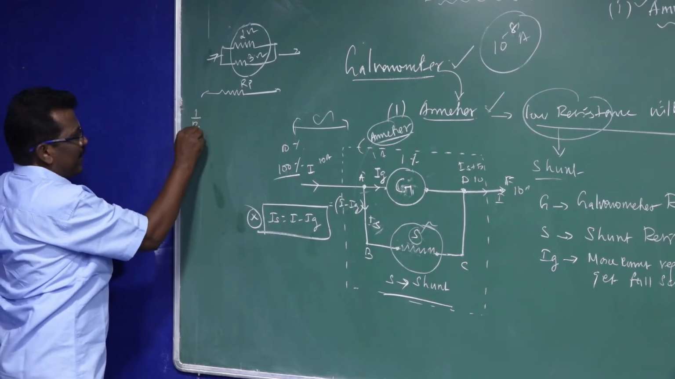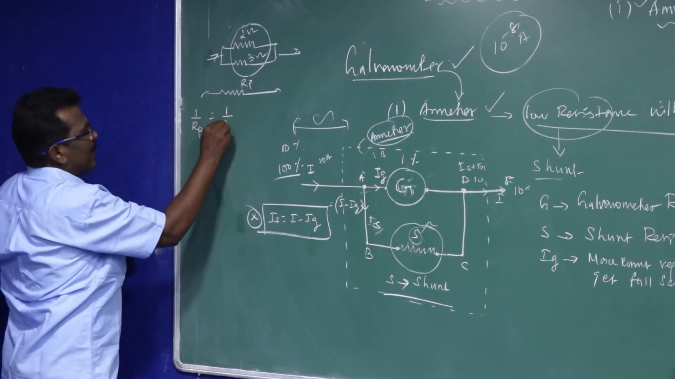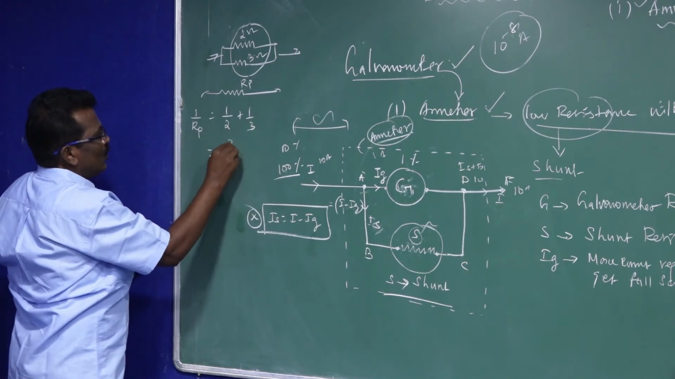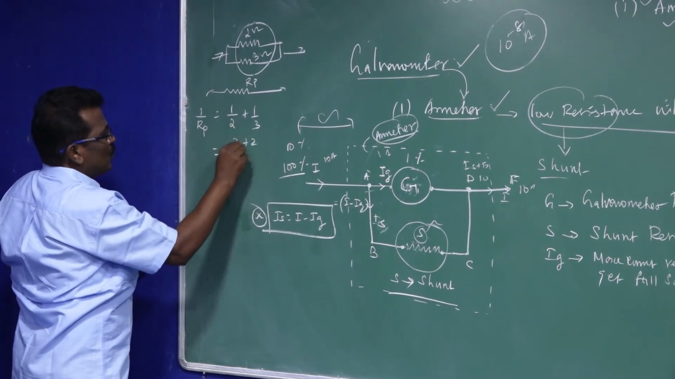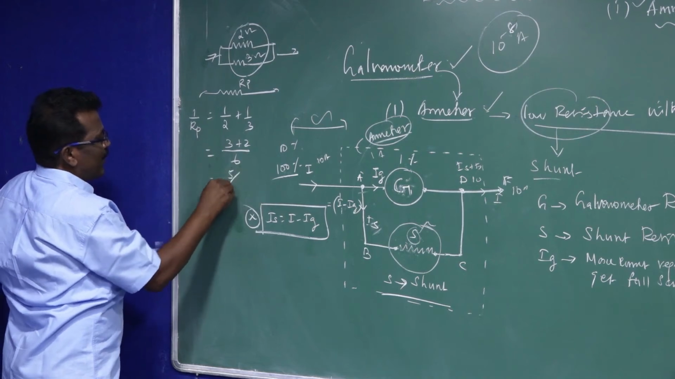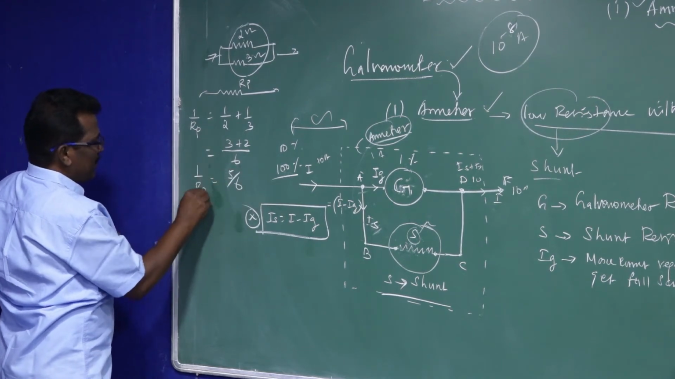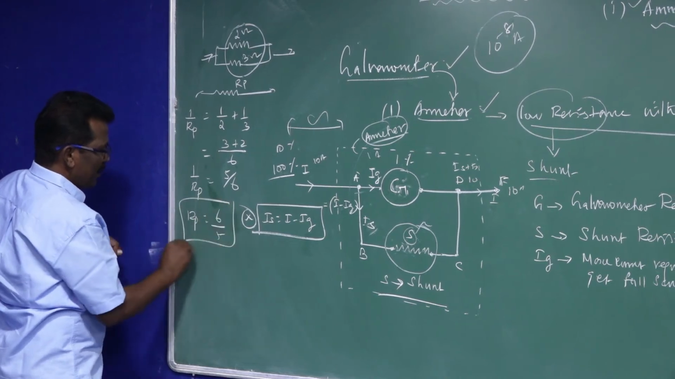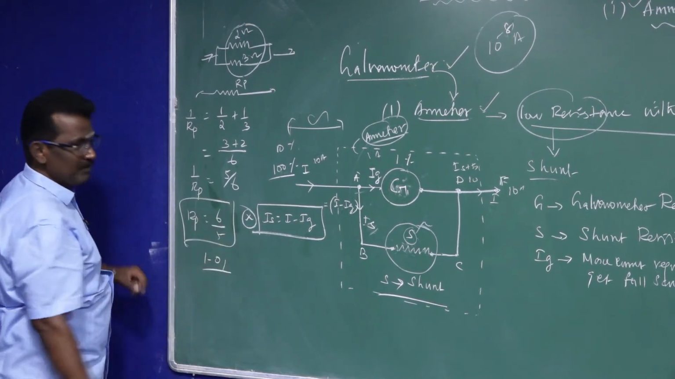1 by RP is equal to 1 by 2 plus 1 by 3. So 3 plus 2 by 6, 5 by 6, is 1 by RP. So RP is equal to 6 by 5. It's also equal to 1.2.